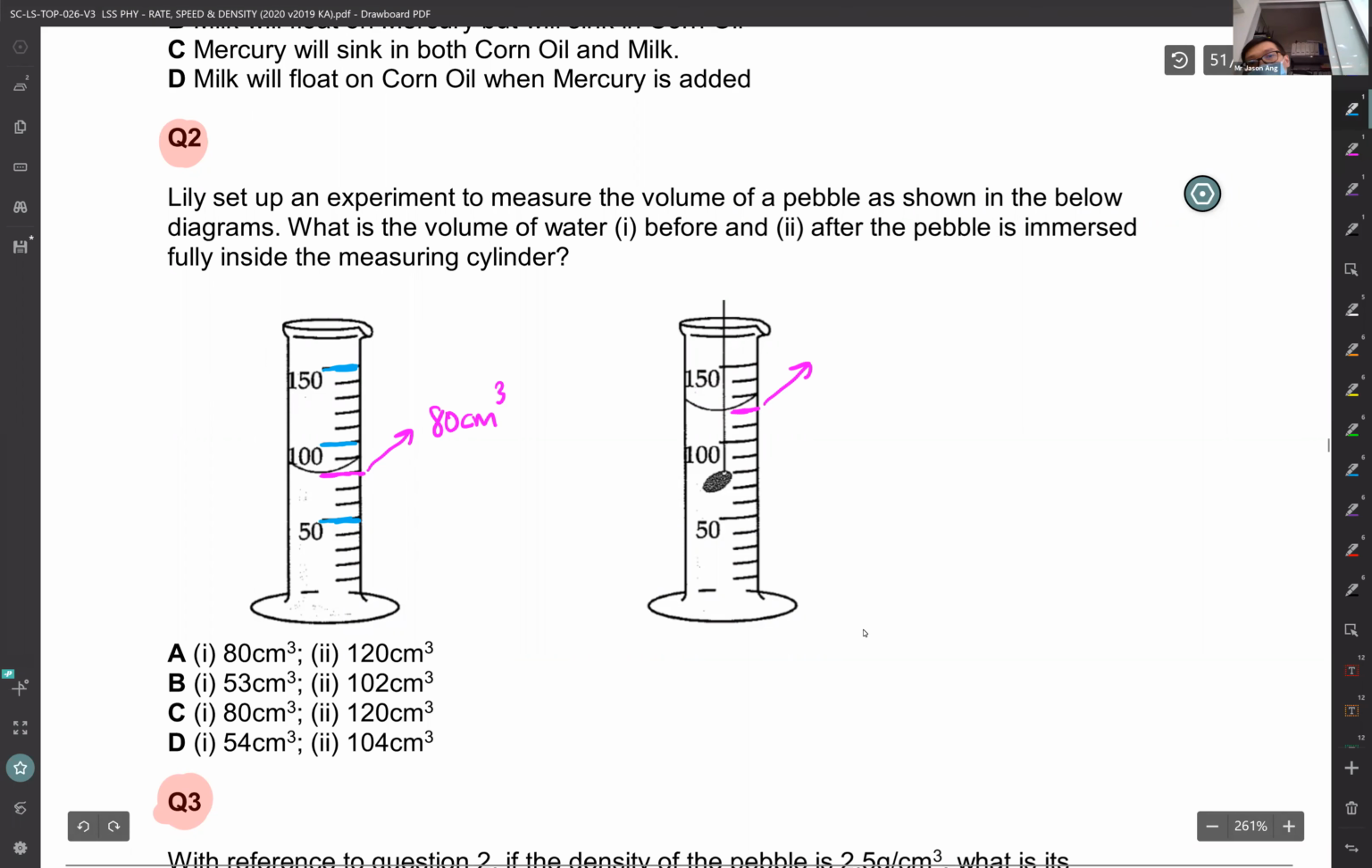So 100 is over here. This is 100. This will be 110, 120. So this will be 120 cm cube. So what are they asking for? They're asking for the volume before and after. So it's 80, 120. That's how you do this question. So you can put A, you can put C. You're going to be considered correct. Okay. So this one not difficult.